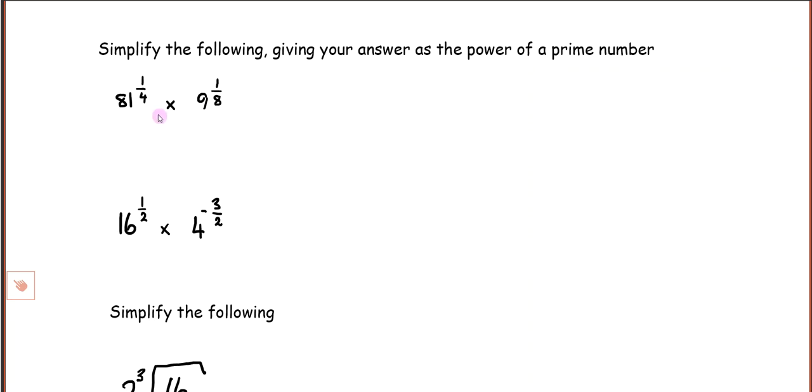So the prime number that we're looking for, again, do you remember I said about remembering these numbers and what they go with? So 81 is 3 to the power of 4. So we've got 3 to the power of 4 to the power of a quarter, multiplied by 3 squared to the power of an eighth. We multiplied there, so that's 3 to the power of 1. That's 3 to the power of 2 eighths, or 1 quarter. What do you do when you have them? Add them, so we end up with 3 to the power of 5 over 4. 1 and a quarter if you like.